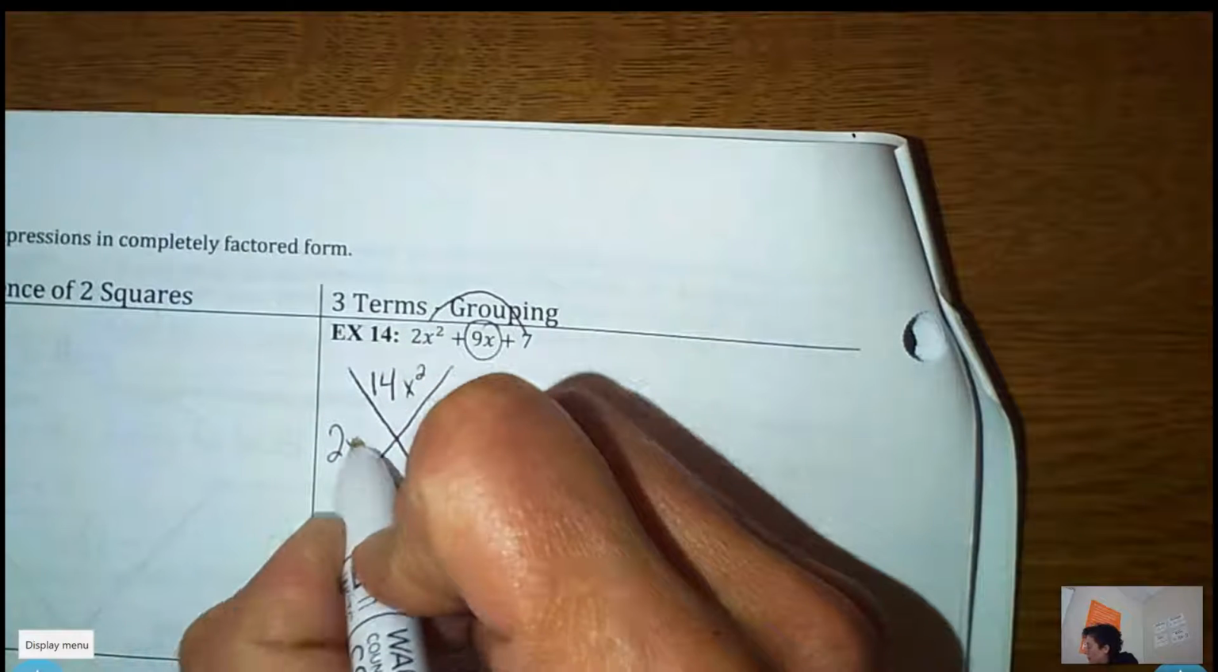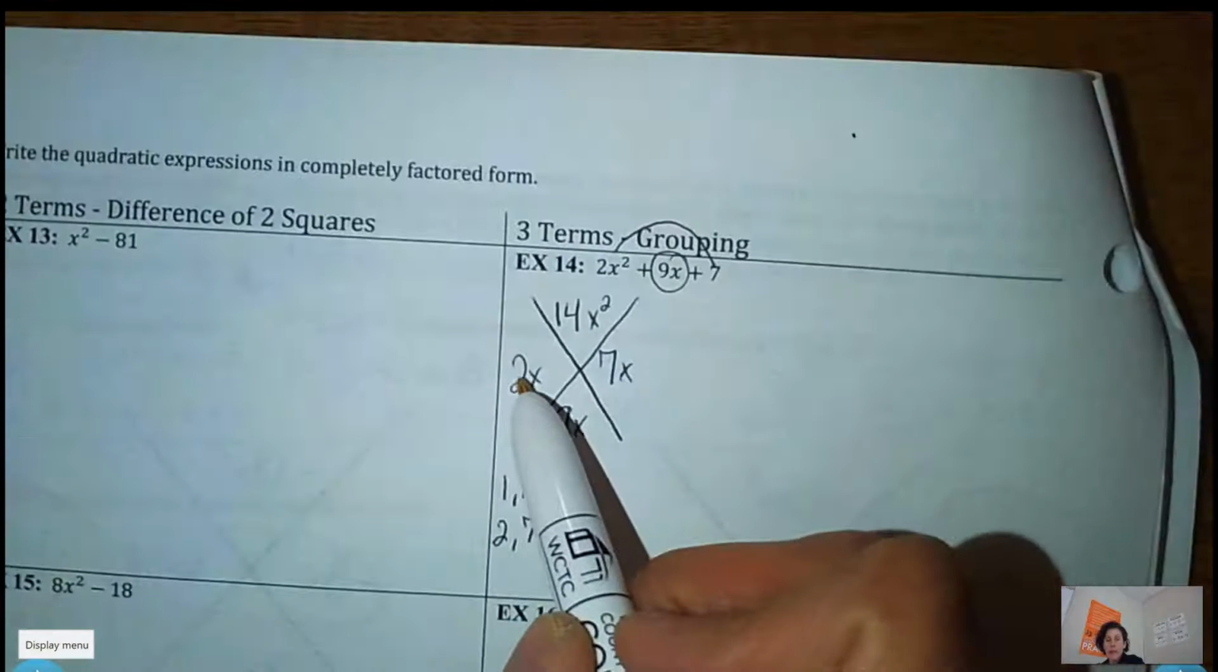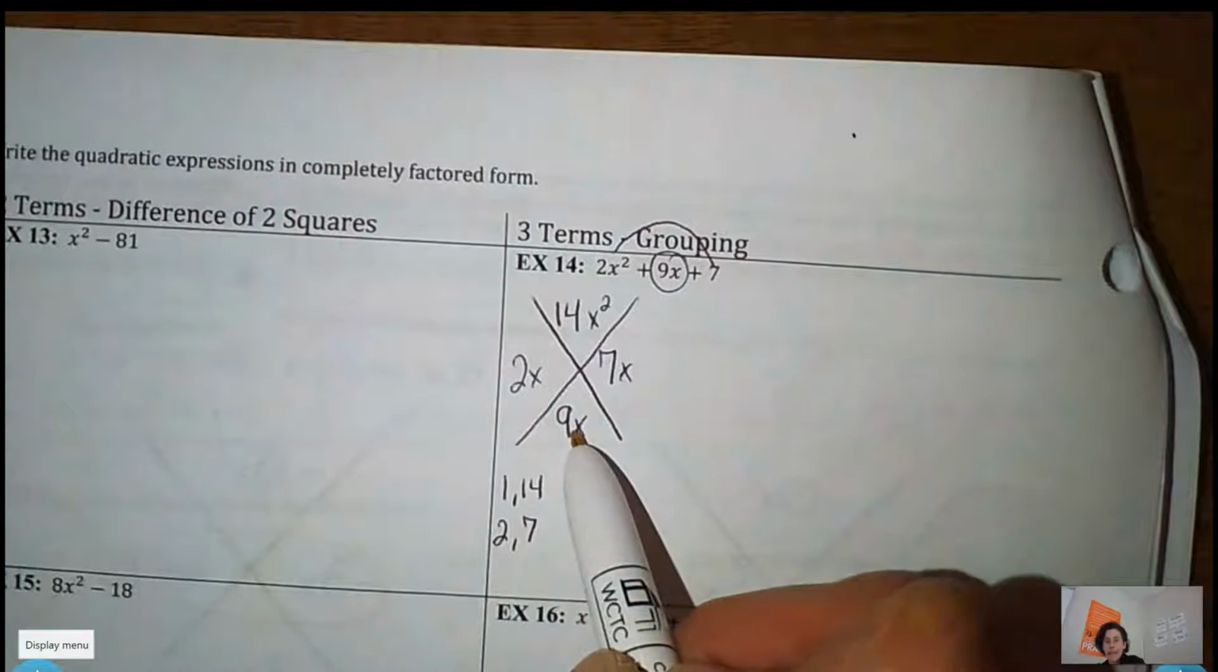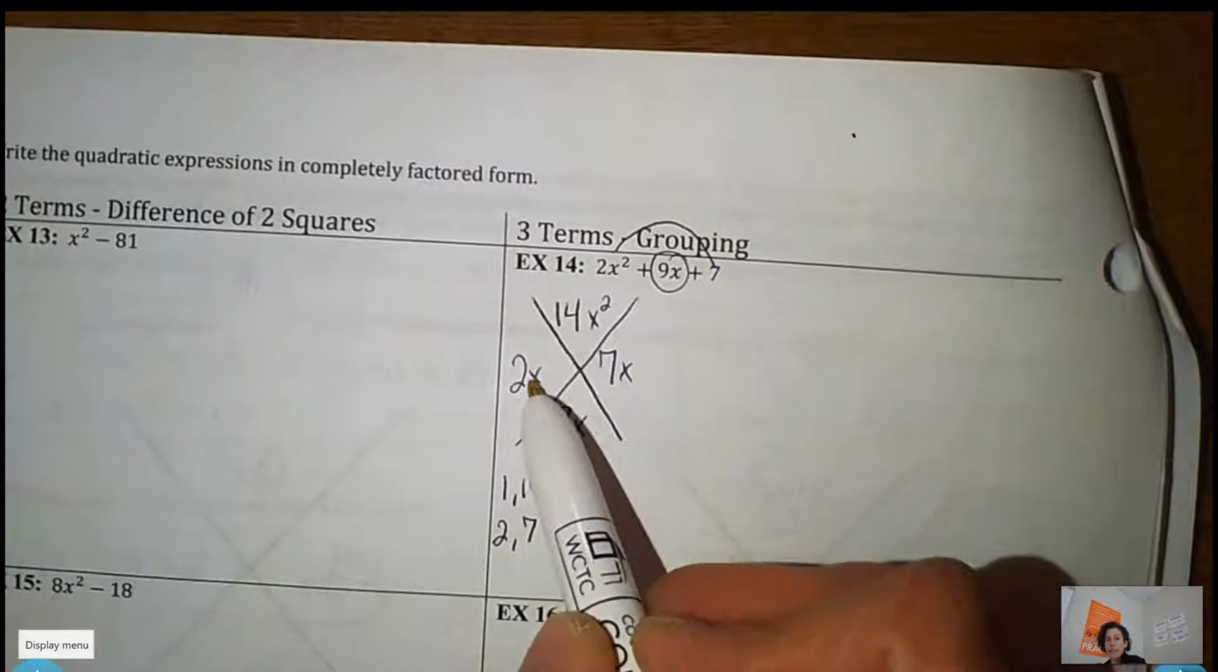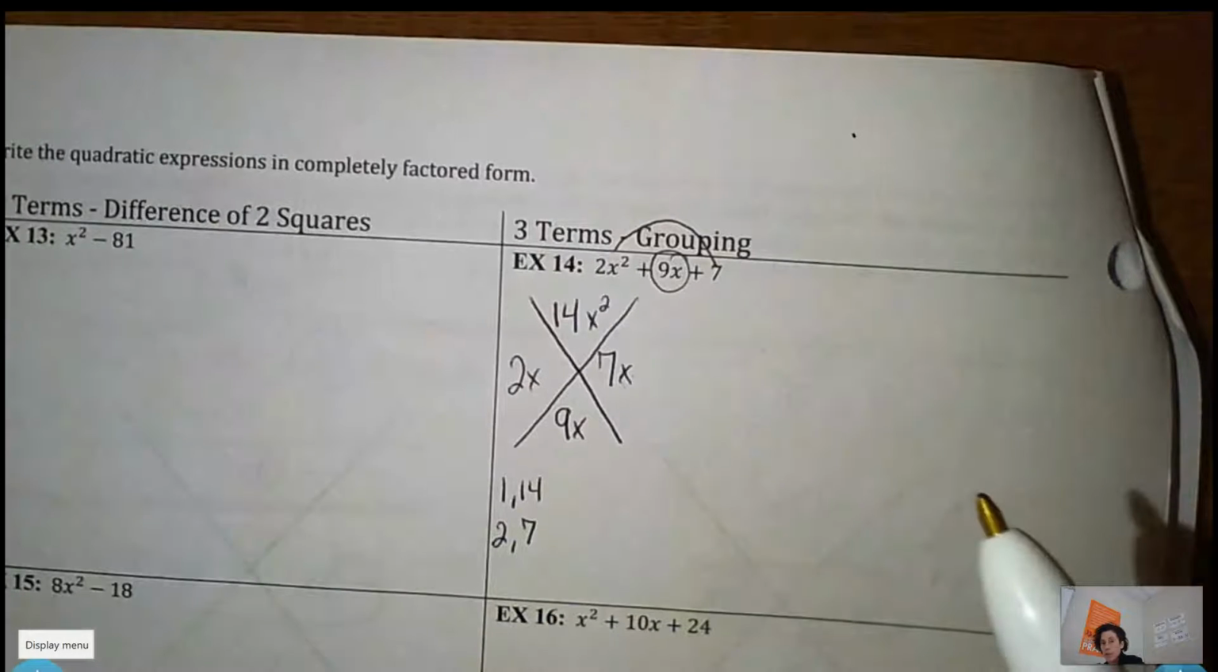So again, I'll put 2x and 7x. The reason why I'm putting the x's one more time is when I add 2x and 7x, I get the 9x. And when I multiply these, the 2 and the 7 give me the 14, the x and the x give me the x squared.